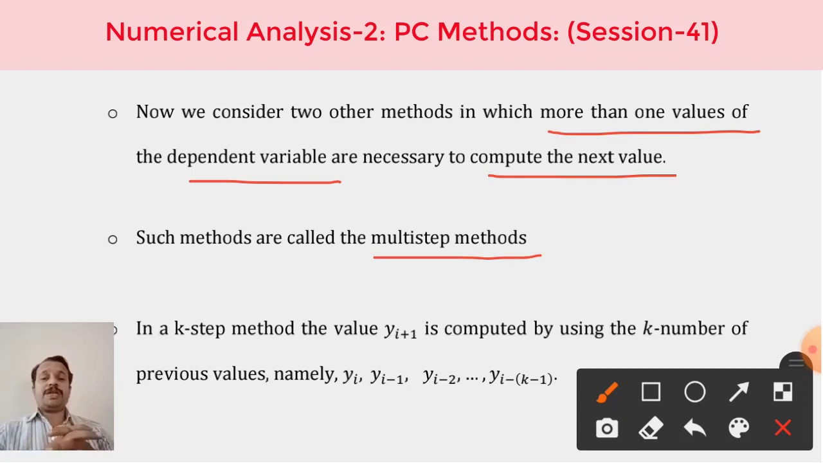So therefore we can say that multiple values are required to compute the value of y at a particular point. Therefore these methods are called multi-step methods. In the previous methods, we are supposed to know the value of the unknown, then only we can find the value of y at a particular step.